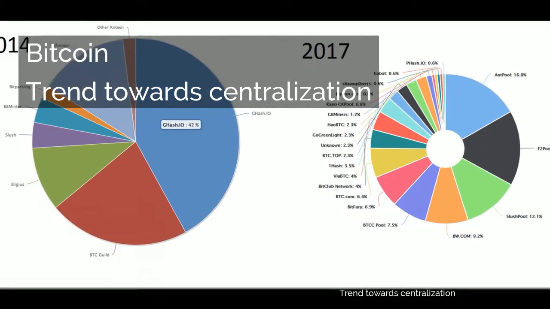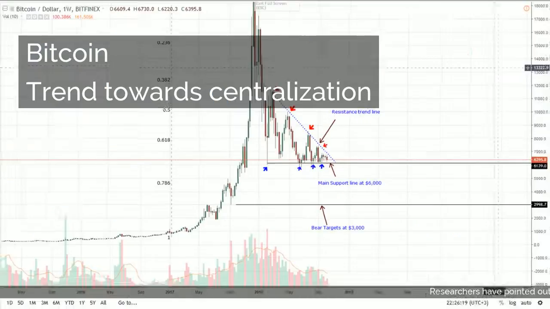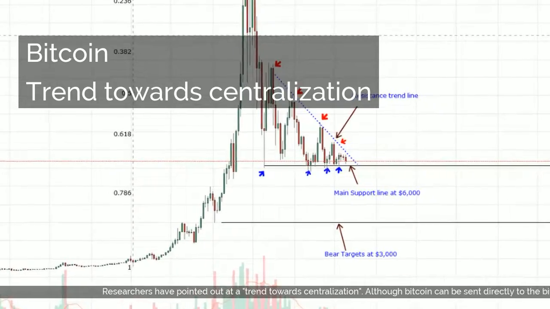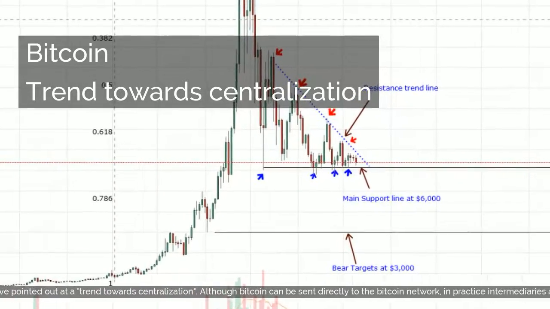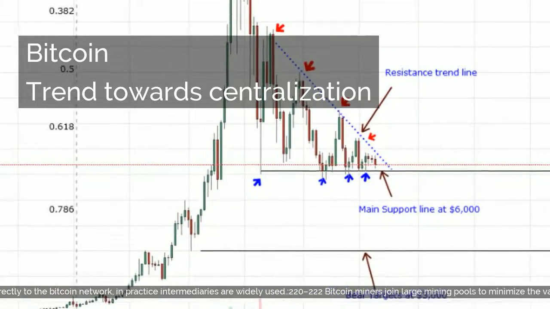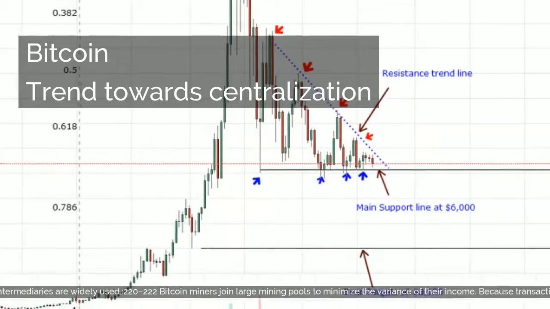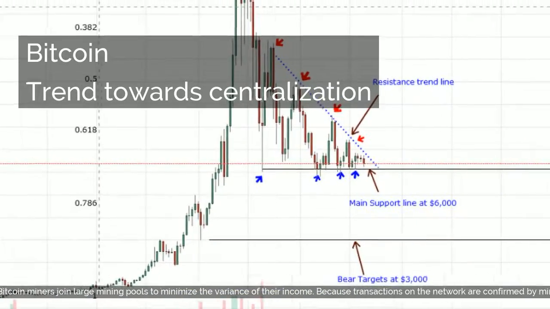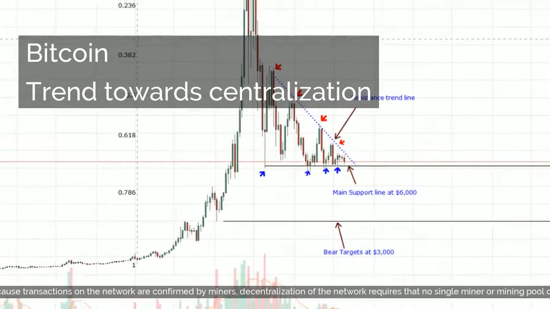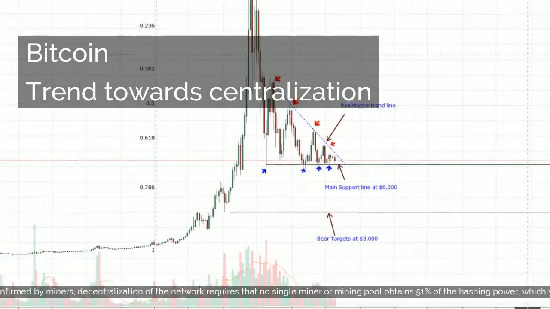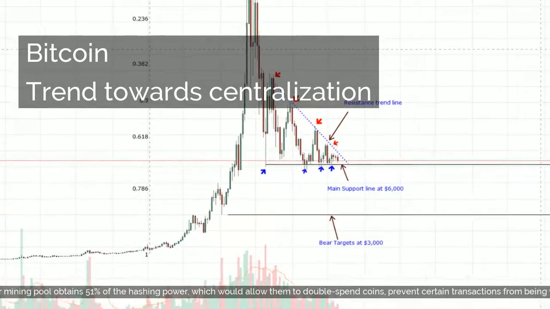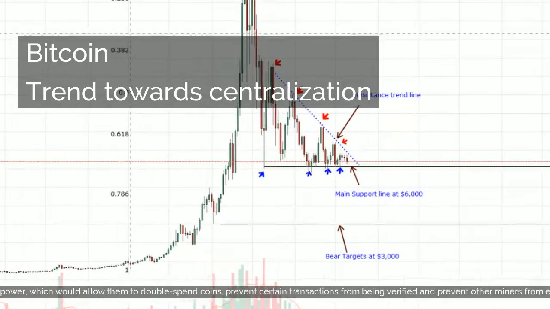Trend towards centralization. Researchers have pointed out a trend towards centralization. Although Bitcoin can be sent directly to the Bitcoin network, in practice intermediaries are widely used. Bitcoin miners join large mining pools to minimize the variance of their income. Because transactions on the network are confirmed by miners, decentralization of the network requires that no single miner or mining pool obtains 51% of the hashing power, which would allow them to double spend coins, prevent certain transactions from being verified and prevent other miners from earning income.